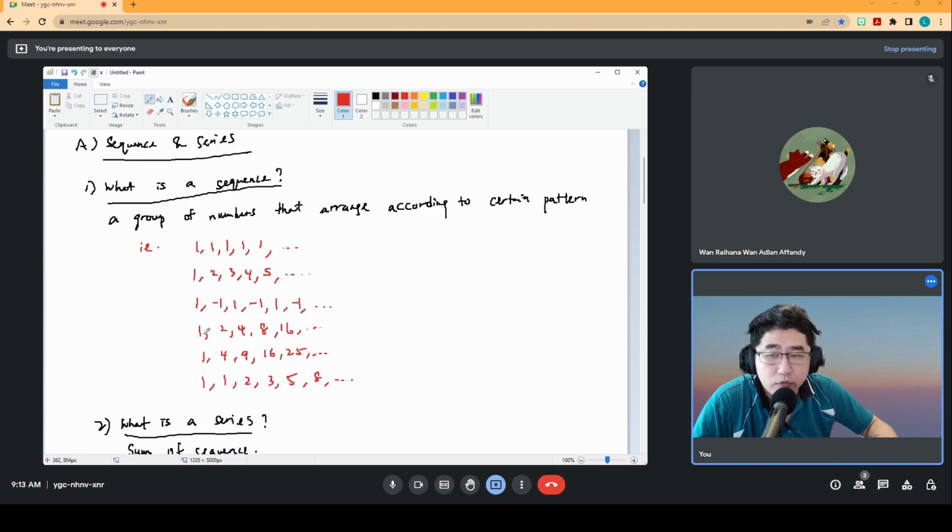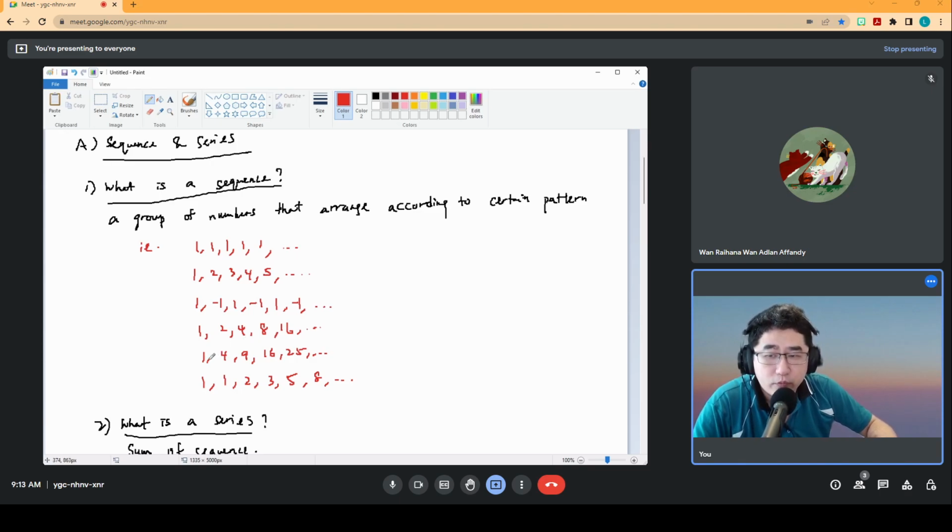And for the fourth example, 1, 2, 4, 8, 16. Okay, you should recognize that there is a multiply by 2 from the previous number. So therefore, your 1 times 2 becomes 2, 2 times 2 becomes 4, 4 times 2 becomes 8, 8 times 2 becomes 16. Therefore, the following number, 16 times 2 becomes 32.